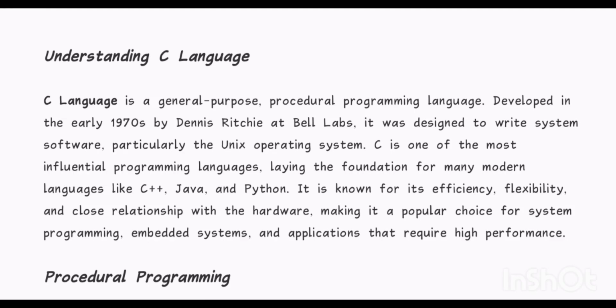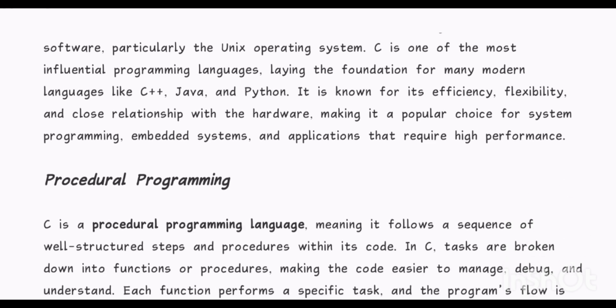Understanding C language. C language is a general-purpose procedural programming language. Developed in the early 1970s by Dennis Ritchie at Bell Labs, it was designed to write system software, particularly the Unix operating system. C is one of the most influential programming languages, laying the foundation for many modern languages like C++, Java, and Python. It is known for its efficiency, flexibility, and close relationship with the hardware, making it a popular choice for system programming, embedded systems, and applications that require high performance.